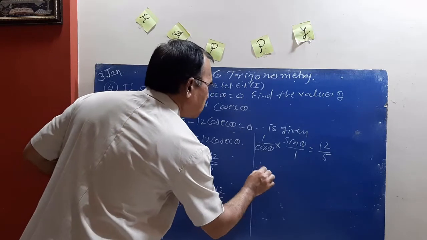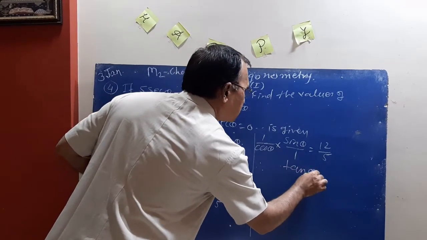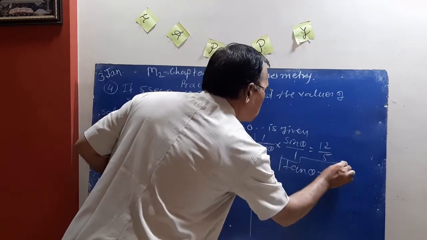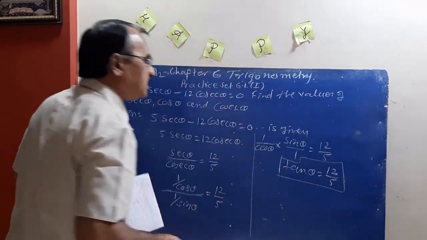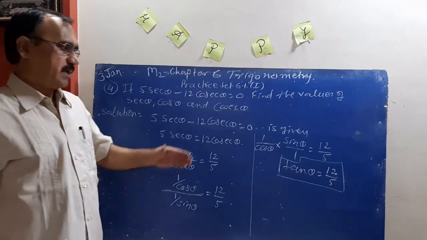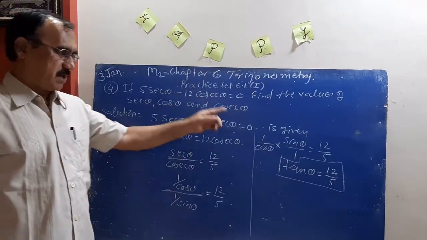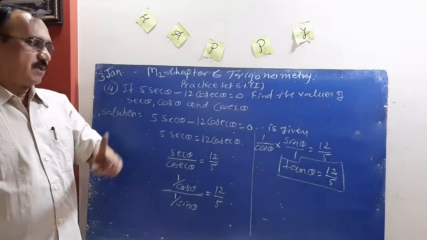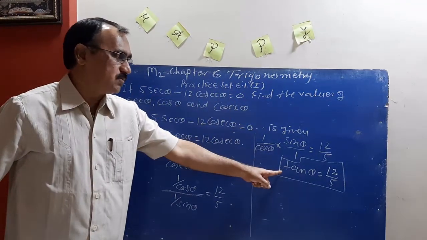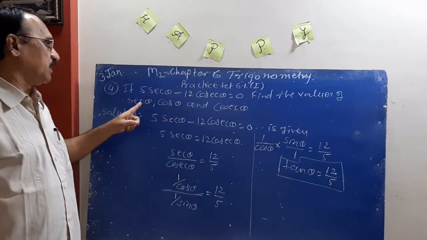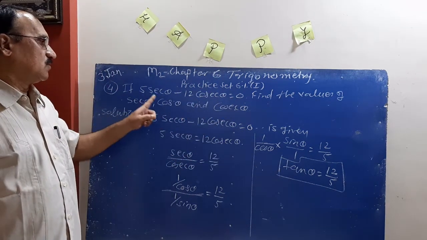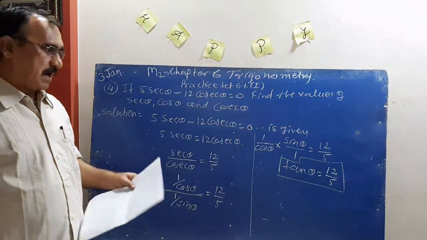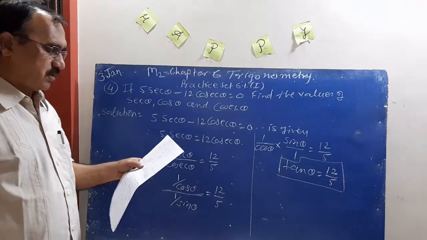Sin theta upon cos theta is nothing but tan theta. So tan theta is equal to 12 upon 5, the ratio is given indirectly. And if we know that tan theta is equal to 12 upon 5, then you can easily find sec, cos and cosec. Now the remaining part of this example, try to solve yourself.